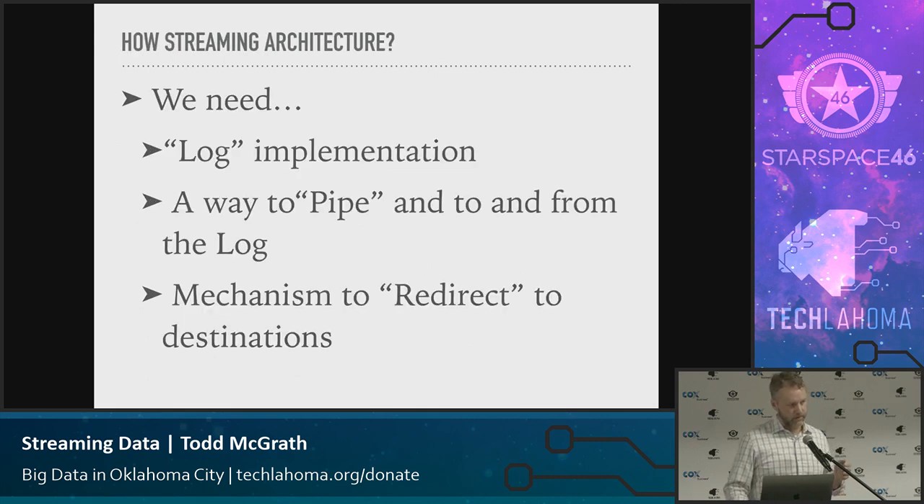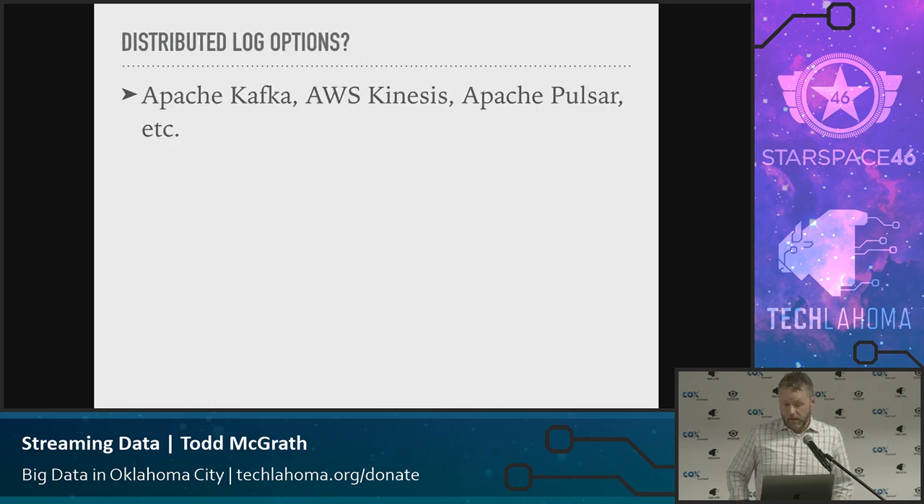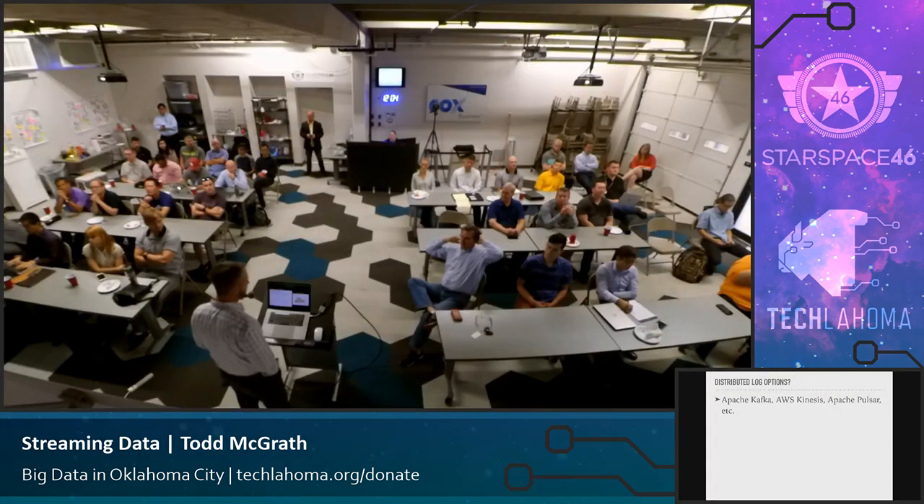So in my version of a streaming architecture, we need a couple of things. We need a log implementation, and we need a way to pipe to and from the log. We also need a mechanism to redirect. So let's talk about some of our options. Kafka, Kinesis, Apache Pulsar, which was just graduated to top-level project at Apache. And there might even be more. Any more than this that I'm maybe missing? Event Hub maybe in Azure. Pardon me?